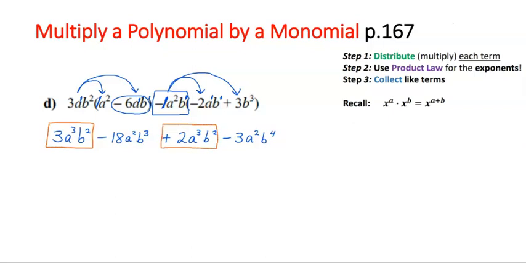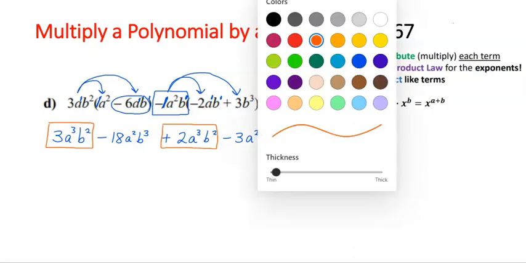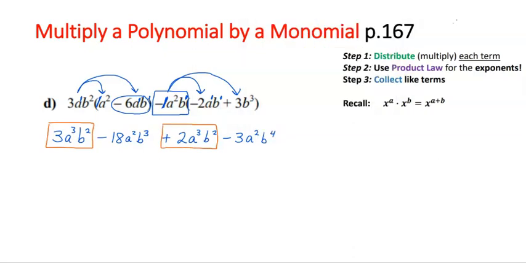We can further combine our like terms and simplify. When we are adding, we simply add our coefficients. 3 plus 2 is 5. 5a cubed b squared minus 18a squared b to the power of 3 minus 3a squared b to the power of 4.